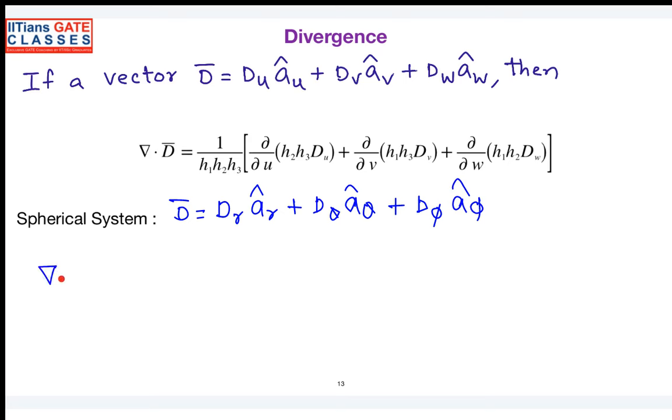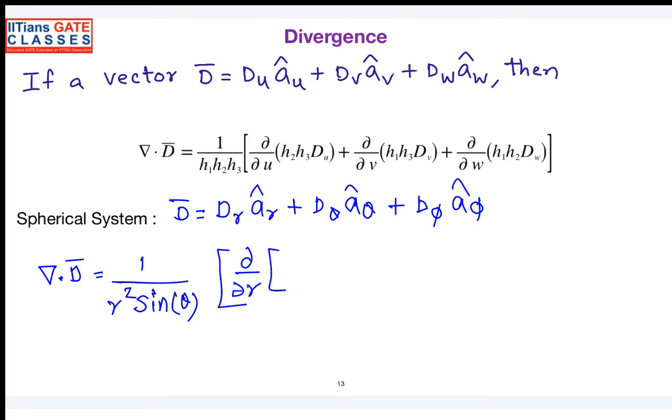and dou by dou r of, so h2, h3 will be again r into r sin theta, that will be r square sin theta dr, plus dou by dou theta of h1, h3 will be 1 and r sin theta, right? So I can say r sin theta d theta, plus dou by dou phi of h1, h2 will be 1 into r. So that will be r into d phi.